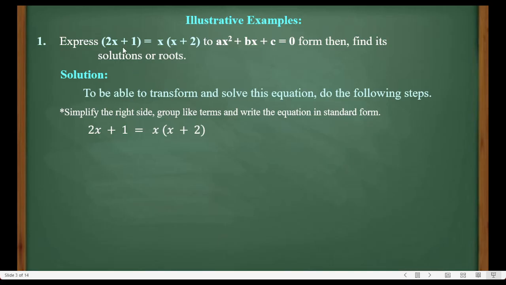So considering the given equation, we just copy this one, and this is the equation, 2x plus 1 equals x times the quantity x plus 2. Now, as the instruction said, we simplify the right side. So we need to carry out the operations indicated in this expression. Particularly, x is to be multiplied to the expression inside the parentheses. So basically, we're going to apply the distributive property by distributing x to each of these two terms inside the parentheses.